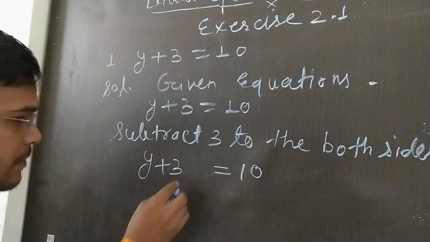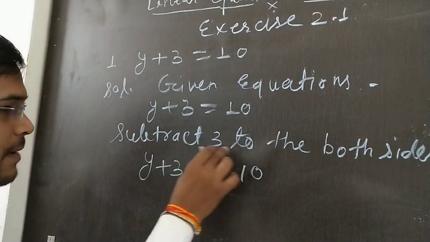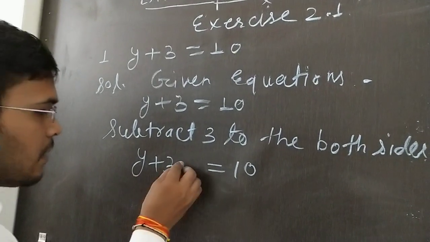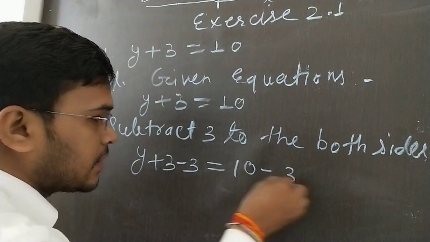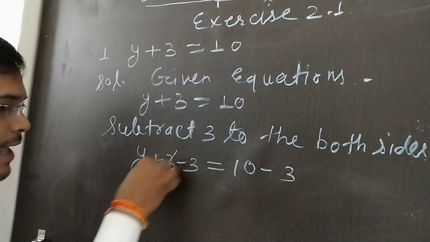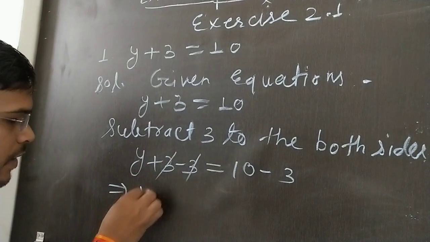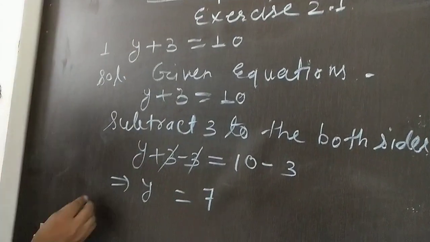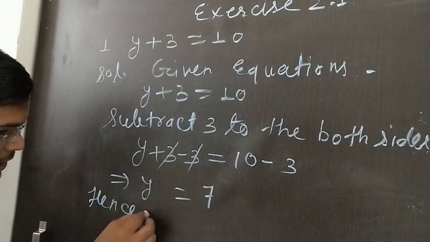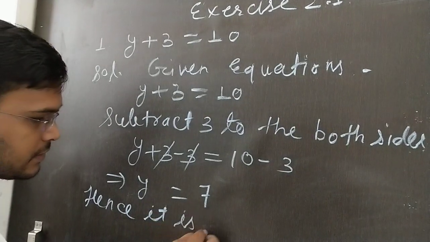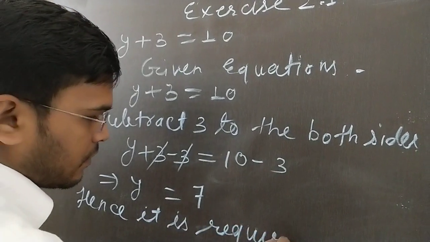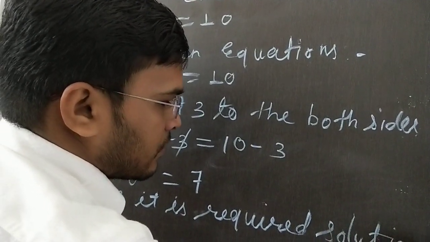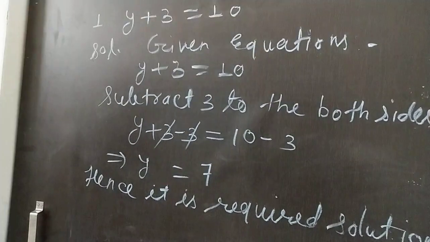I am leaving some space because we subtract 3. What am I doing? Subtract 3 from both sides. That means what to do with 3 on both sides? Minus. Minus 3 and minus 3. Okay. Now plus 3 and minus 3 cancel. What is left? y. And here 10 minus 3 means 7. Hence it is the required solution.